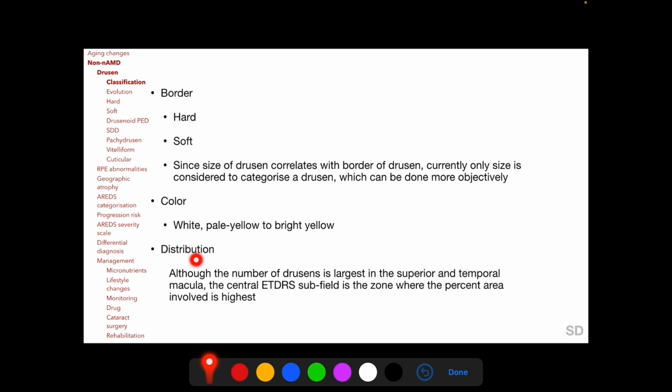size. And as regards its distribution, although the number of drusen is the largest in the superior and temporal macula, the central ETDRS subfield, which is the central 1000 micron diameter area, is the zone where the percent area involvement with drusen is the highest.